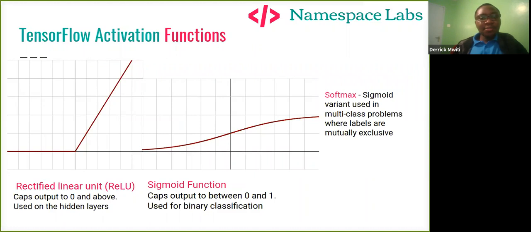And so there are various types of activation functions. One is known as the ReLU, the rectified linear unit, and this one caps your output to be 0 and above, and this is mostly used in the hidden layers. And then we have the sigmoid activation function, which we will use for this exercise, because it's going to cap your outputs to numbers between 0 and 1, and we majorly use this for binary classification. And then we have a variant of sigmoid known as the Softmax activation function.